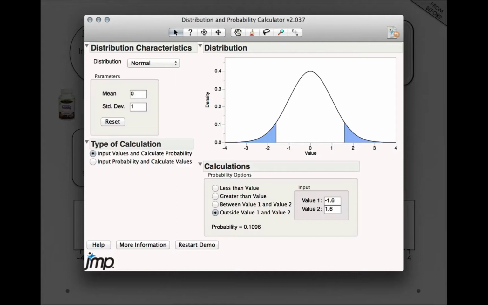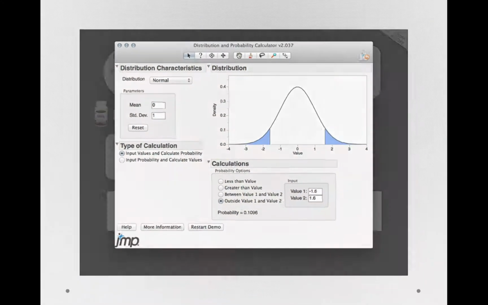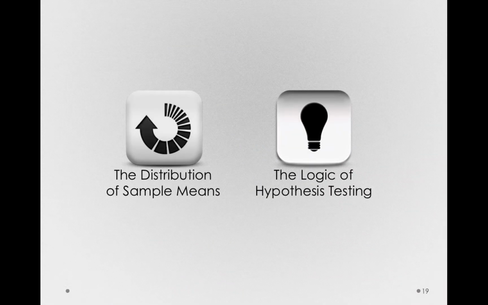But notice all of this is made possible by an understanding of what happens when we take samples from a population. That is, by understanding the sampling distribution of the mean. So let's back up and actually talk about the logic of hypothesis testing, which is in essence an application of this distribution of sample means.